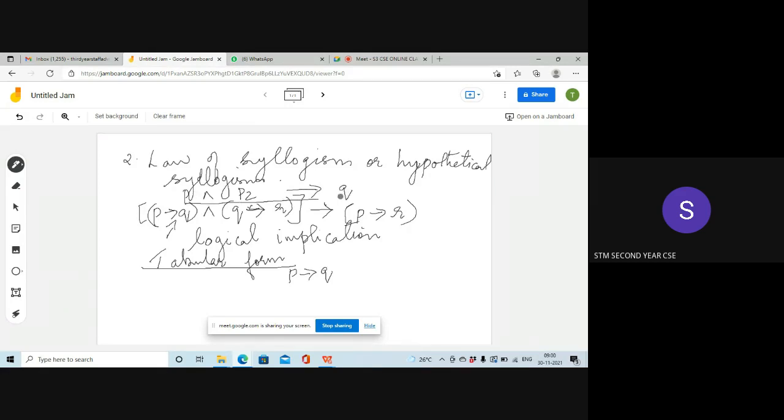So this is our argument form. Here P1 is P implies Q, P2 is Q implies R, and this is our conclusion, and that is P implies R. So in tabular form, you have to write the arguments first. The first argument P1 is P implies Q, second argument P2 is Q implies R, and then draw a line, put therefore symbol, and write the conclusion. Here the conclusion is P implies R. So this is the law of syllogism or hypothetical syllogism.